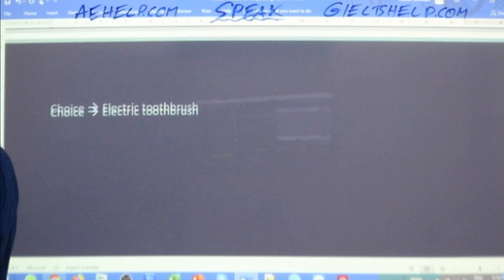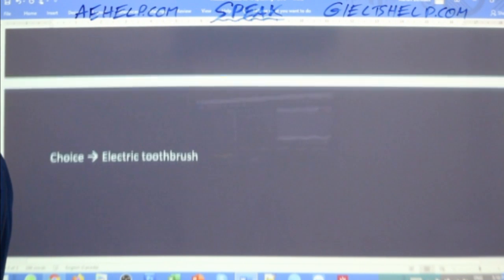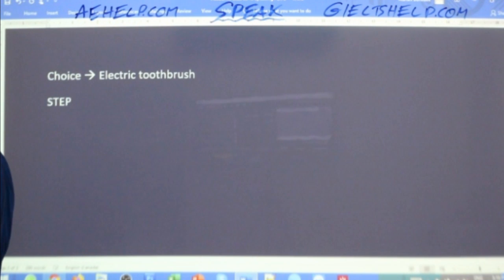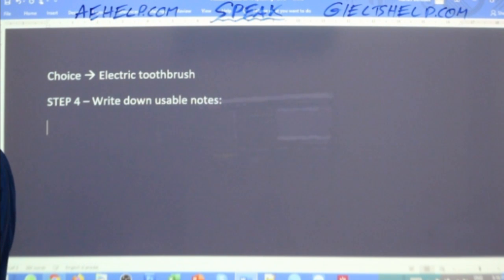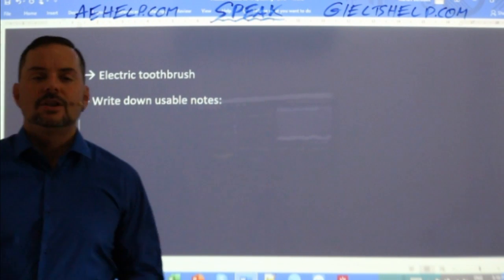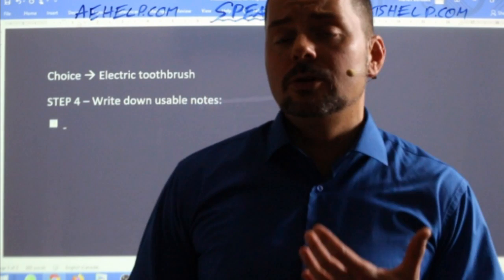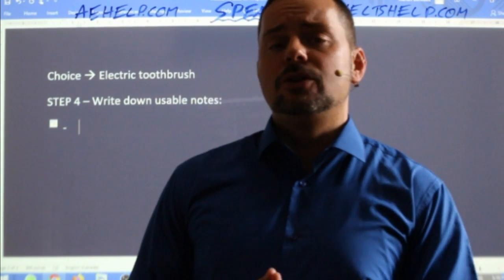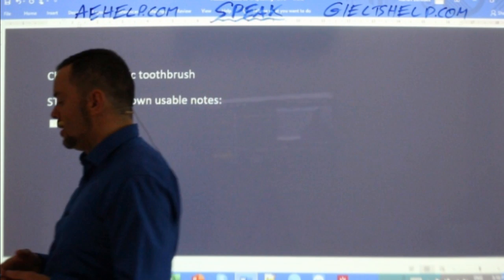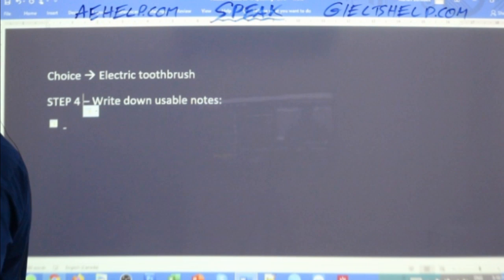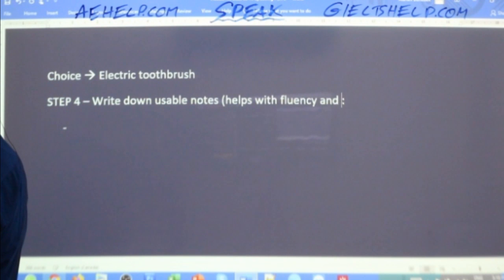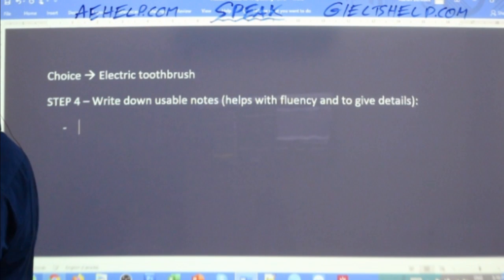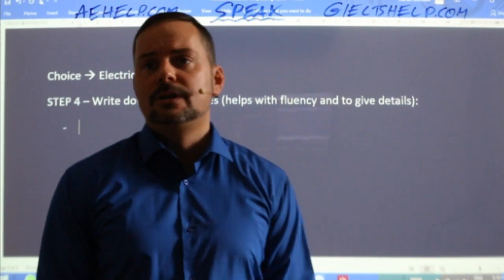All right, now our next step, step number four, is to write down usable notes. Okay, so usable notes, that means that in your 1 minute, you need to take notes that will help you to continue speaking fluently and will give you details so that you use more lexical resource and create complex grammar. So don't write down notes that you have in your head anyway. Usable notes help with fluency and to give details. Okay, so give me some usable notes.